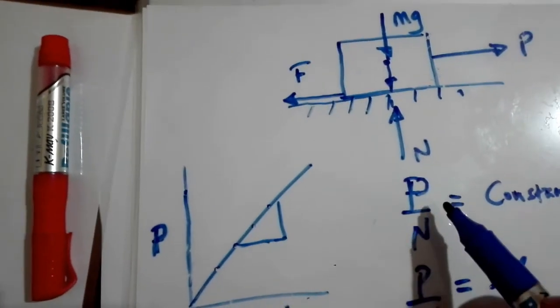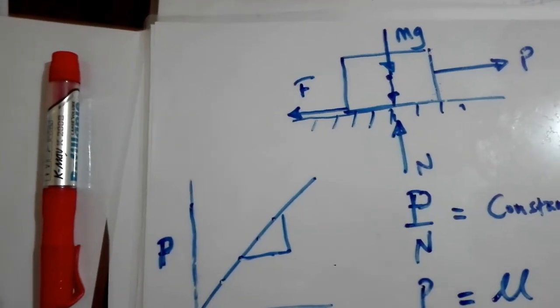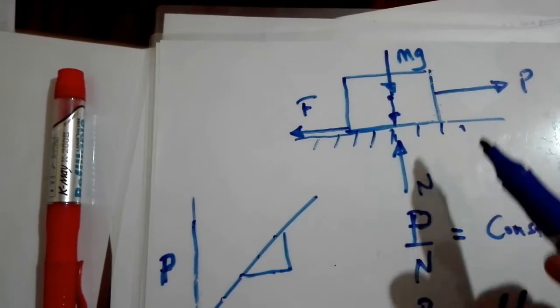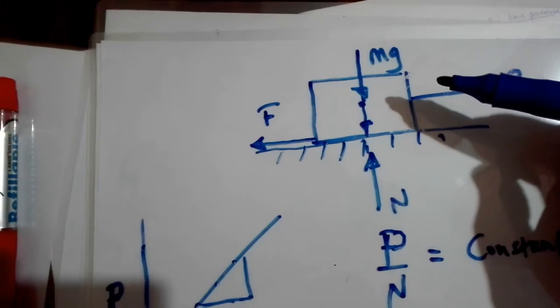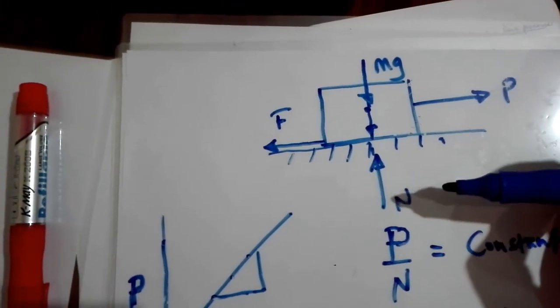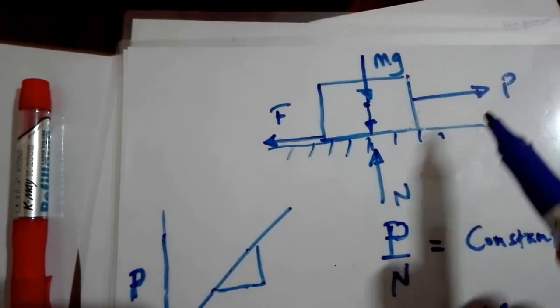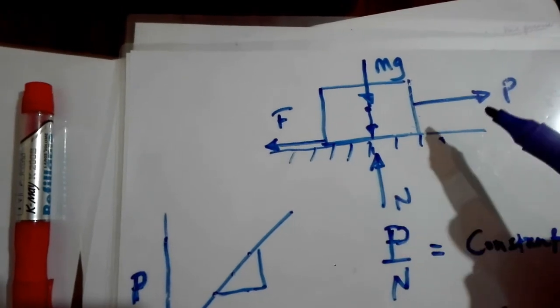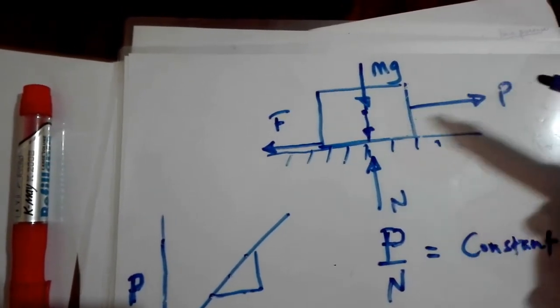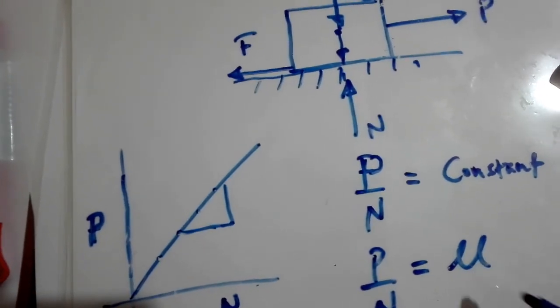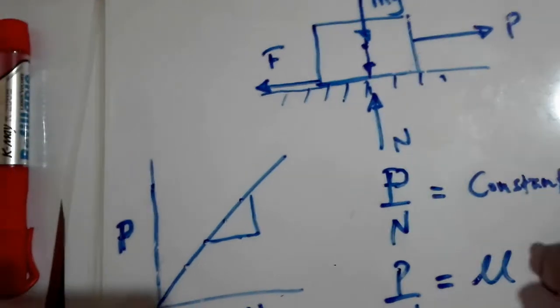So according to this experiment, any time you divide P over N, you get a constant value. Should you increase the value of the mass being pulled here, the reaction N increases, but likewise you require a greater force to overcome the force of friction. So for every set of force against the reaction, you get a constant. Therefore, P over N is equal to a constant, and this constant we call mu, from the Greek alphabet.